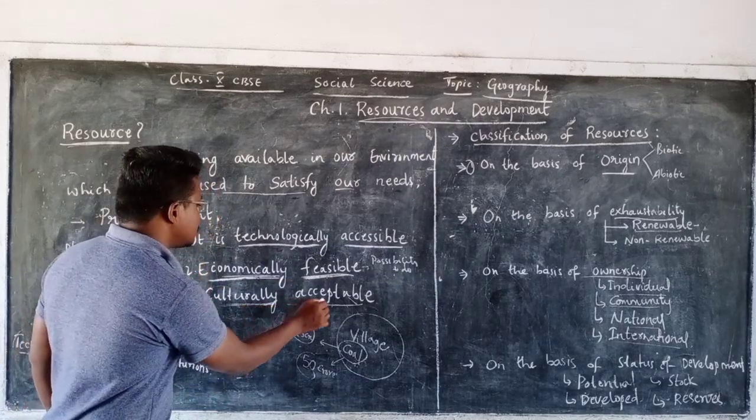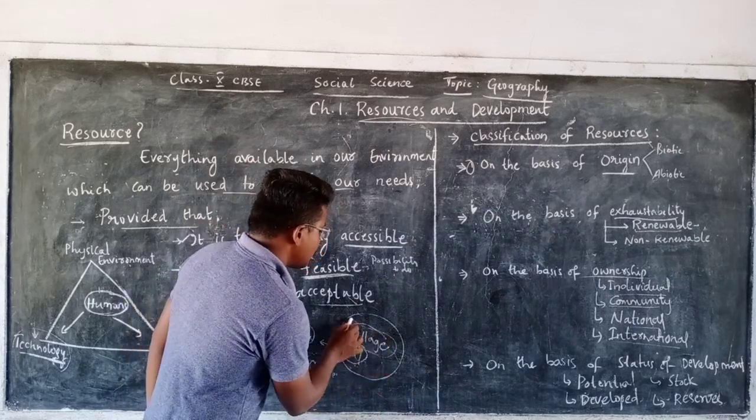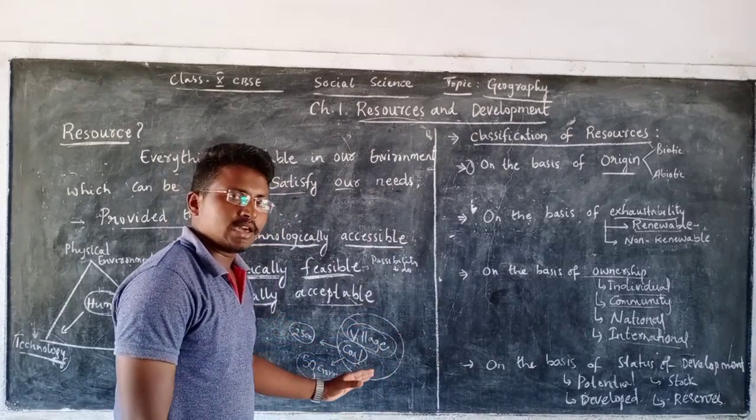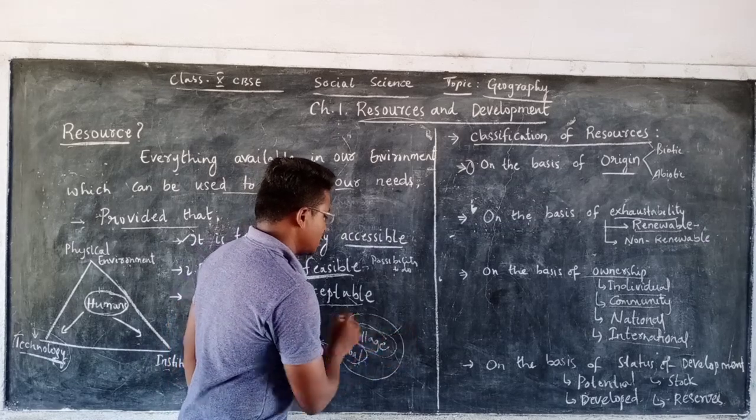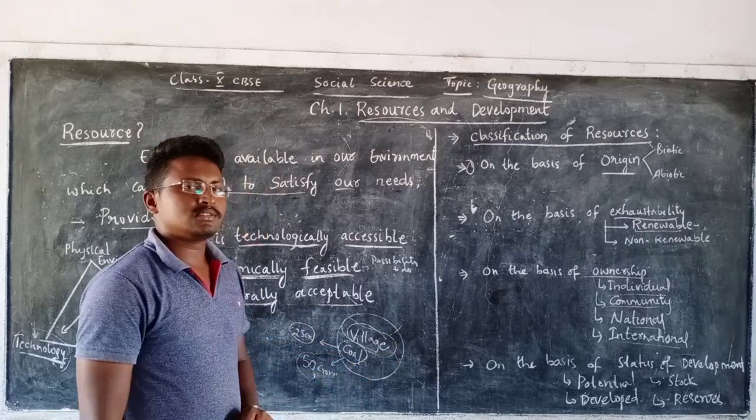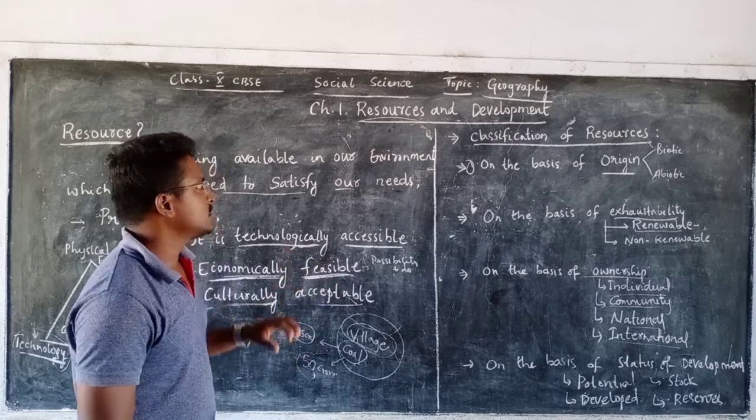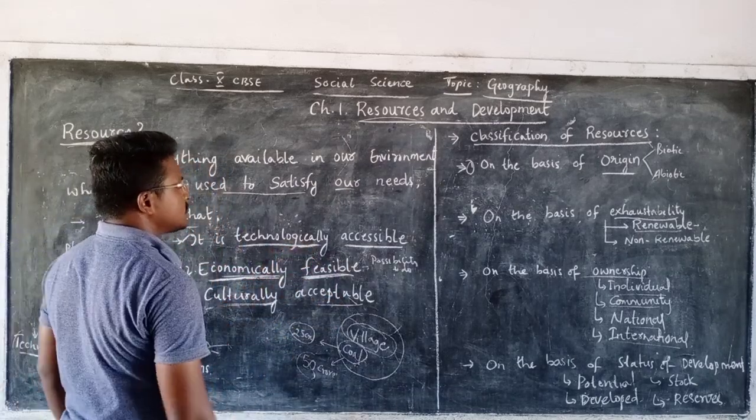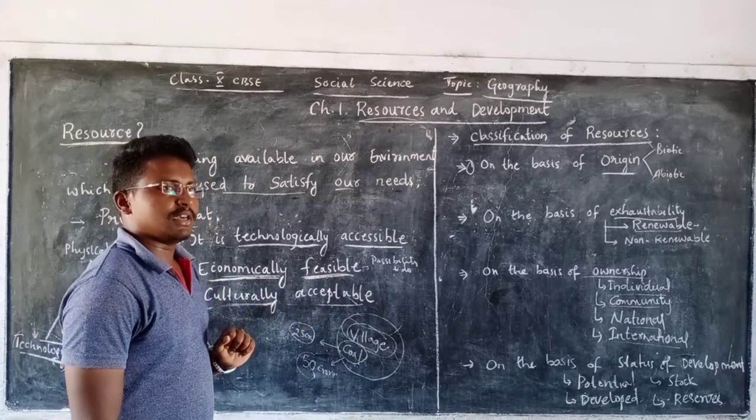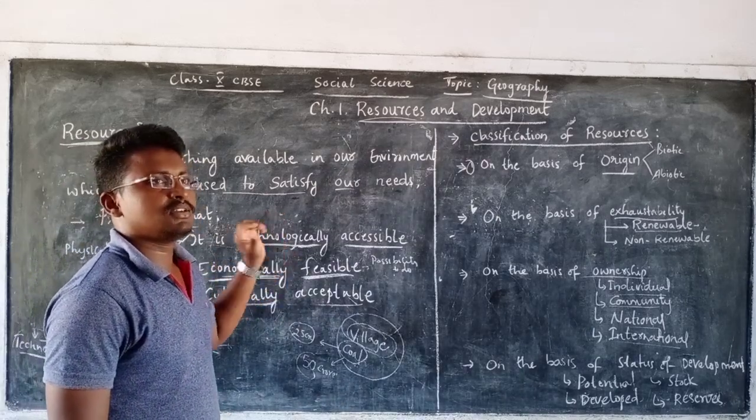Then third thing is culturally acceptable. That means those people who are living in this village should accept to extract this coal. If they accept, they should be vacated from this village. If they are ready to vacate, then only we can extract this coal. So if these three conditions are satisfied, technologically accessible, economically feasible, and culturally acceptable, then only we call it a resource.